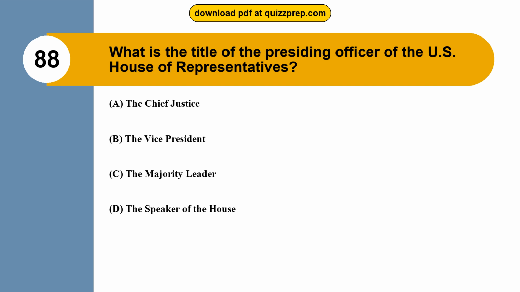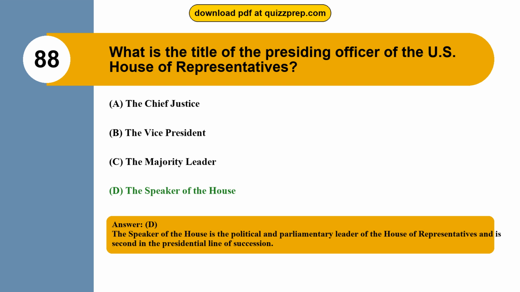Option D, the Speaker of the House. The correct answer is option D, the Speaker of the House. The Speaker of the House is the political and parliamentary leader of the House of Representatives and is second in the presidential line of succession.